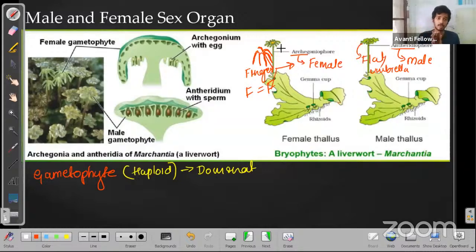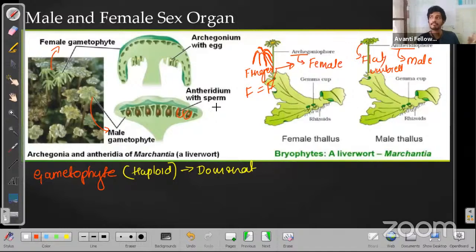If I take a section, here also you can see the female, a finger-like structure visible in that particular one. Here you can also see a finger-like female and an umbrella-like male. If I take a section, how does it look? The male looks like this, and it has a sac-like structure. Within that I can find antheridium. Remember, like an anther, it's a male structure with the sperms.